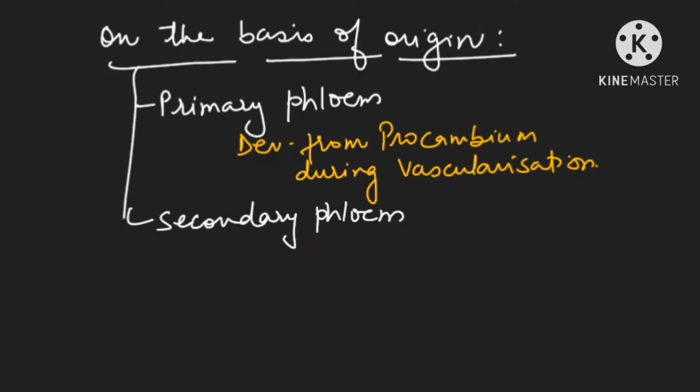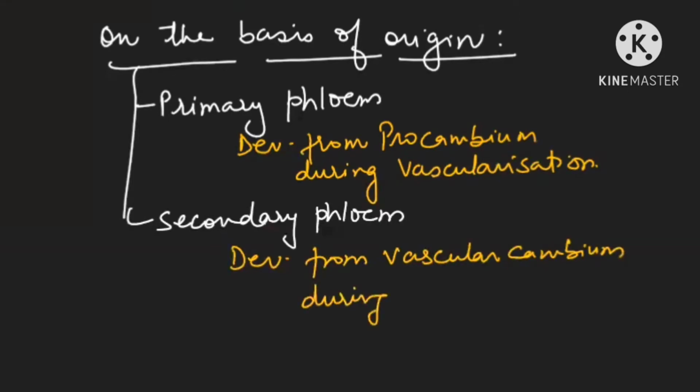Secondary phloem develops from the vascular cambium, and it occurs during secondary growth. So depending upon the origin, two types of phloem are there, primary phloem and secondary phloem. Is it clear?